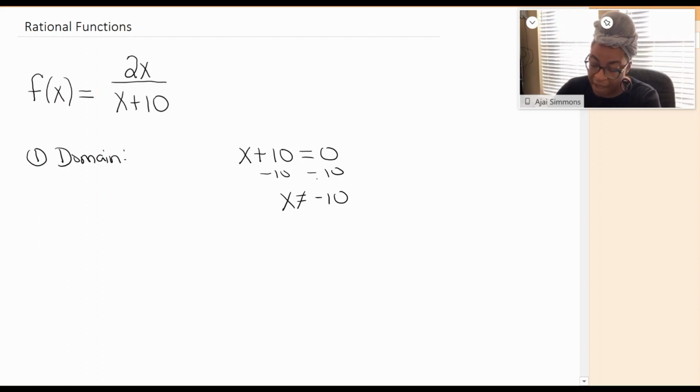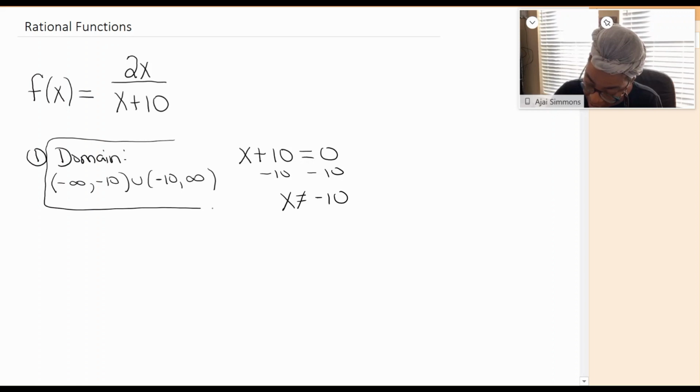So when you find the value from the denominator, that's the value that doesn't work. However many you find, those are all the values that can't work. So if I wrote the domain, it's going to be negative infinity up to negative 10, union with negative 10 to infinity. Because basically you're saying every number on the number line works except for negative 10. So this is my domain.